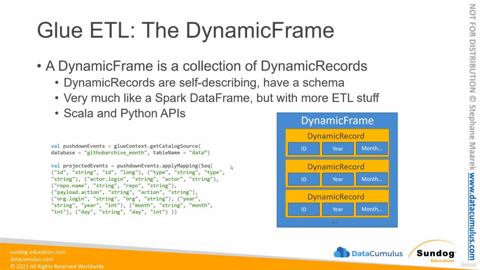So in this specific example, we're defining a mapping that converts the IDs from strings to longs. It's renaming the actor.login field to just actor, repo.name to just repo, so on and so forth. The details aren't terribly important, but it kind of drives home the concept here. You can create a dynamic frame, and in just a couple of lines of code here, we can apply some complex mapping to every single record in our dynamic frame in a distributed manner.